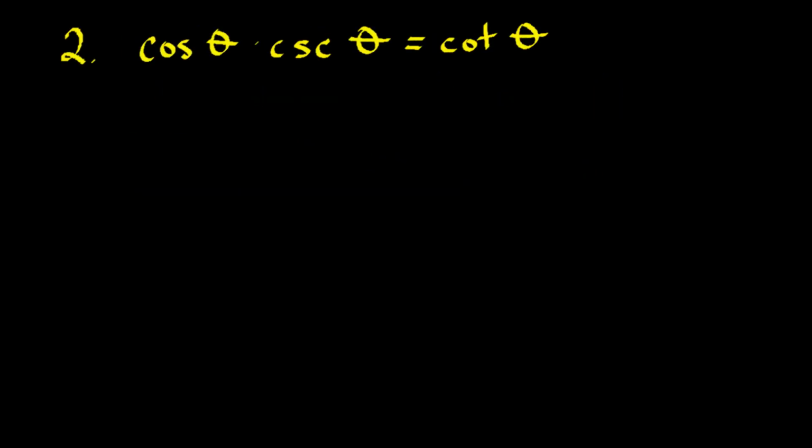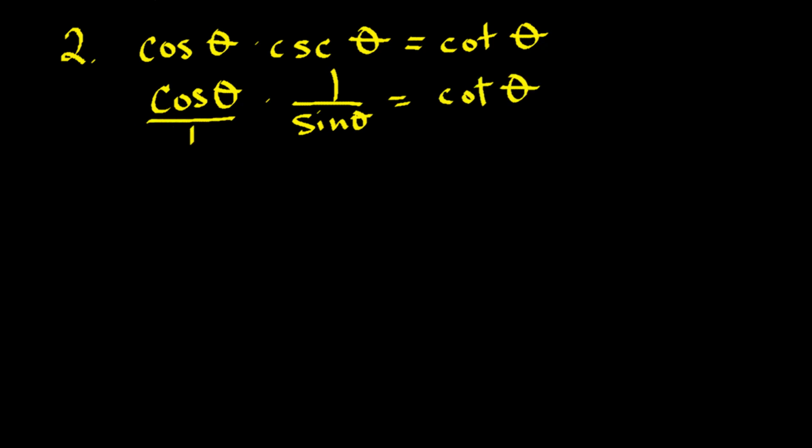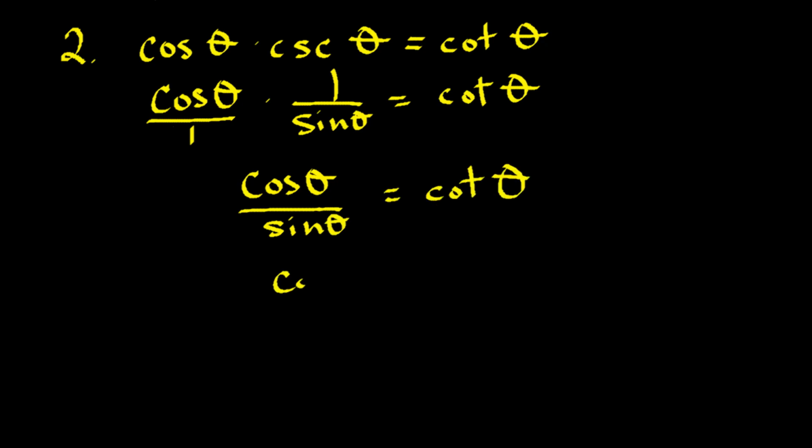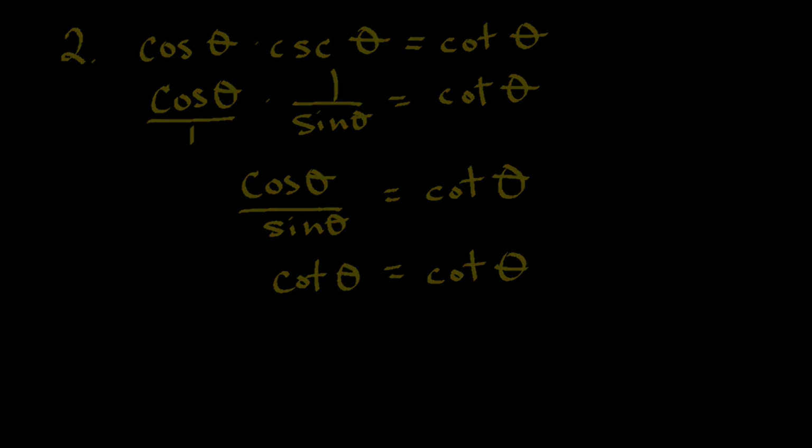For the second problem, I'm going to verify that cosine theta times cosecant theta equals cotangent theta. For the first step, I'm going to rewrite cosecant as 1 over sine theta. Next, I'll put a 1 under cosine theta and multiply the left side to get cosine theta over sine theta. And that actually equals cotangent theta, and therefore this one's already proven.